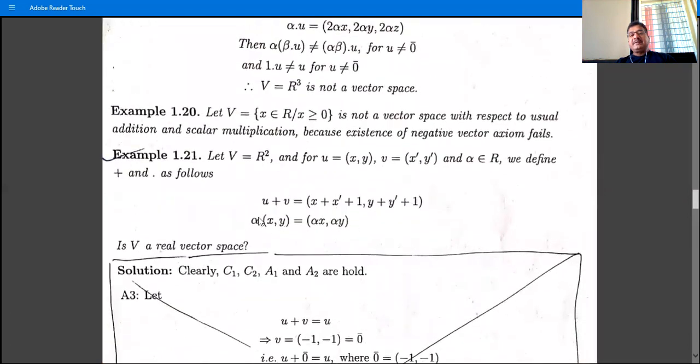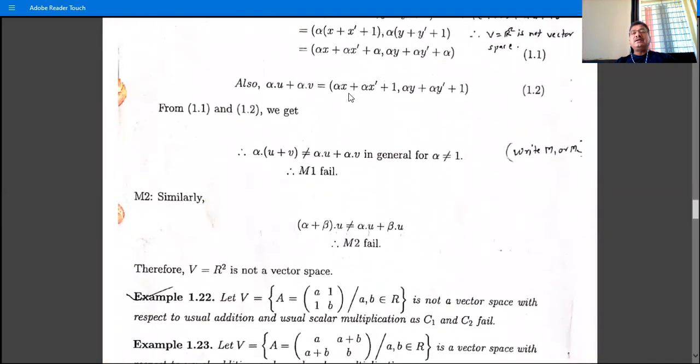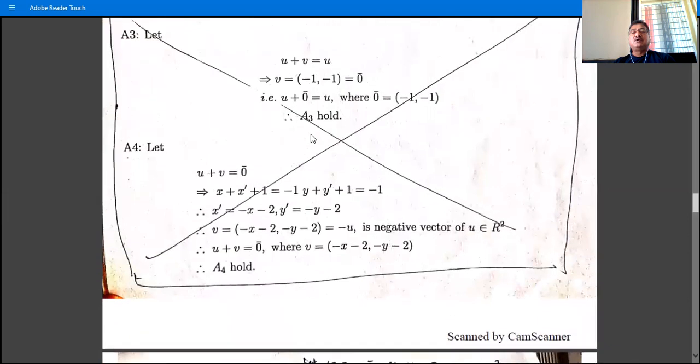Multiplication, scalar multiplication, this definition; addition is this definition. And what is your observation? This is alpha(u plus v), and this is alpha u plus alpha v. So these two are not equal. We have alpha(u plus v) is this, and alpha u plus alpha v is this. These two are not equal. Therefore we say M1 fails, and therefore V is not a vector space under these two operations.